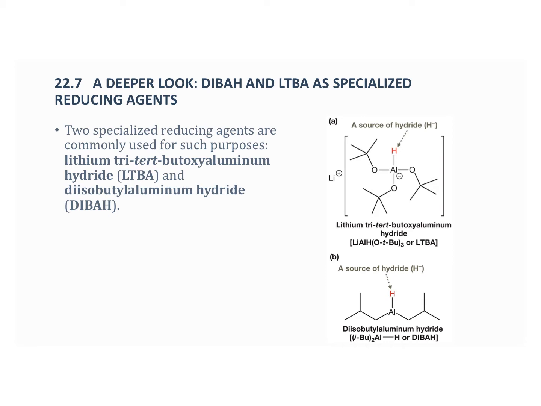But in some situations, it's advantageous to stop at the aldehyde. And so there are two specialized reducing agents that are commonly used for this purpose. One is lithium tri-tert-butoxy aluminum hydride, which is LTBA, and the other one is diisobutyl aluminum hydride.